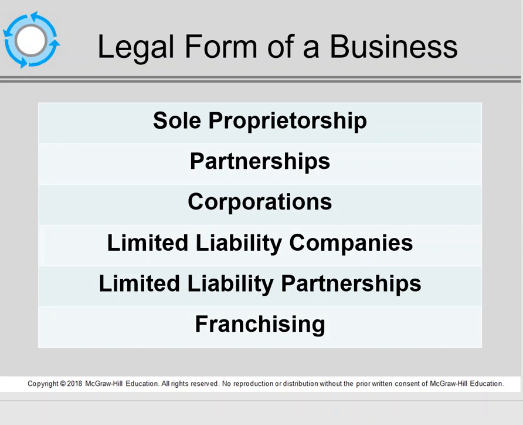The majority of this chapter will focus on the top three: sole proprietorship, partnerships, and corporations. In fact, the similarities and differences between those will be the basis of your third essay question on your final exam. Afterwards, we'll briefly talk about limited liability companies, limited liability partnerships, and franchises.